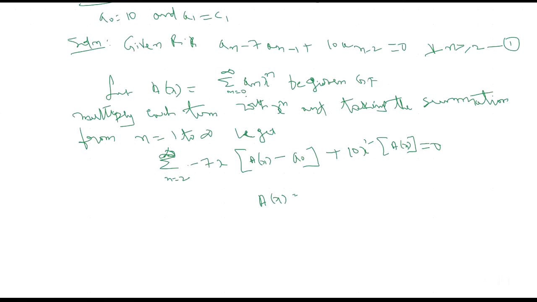Continuing, we obtain a_n equal to 3 into 2 to the power n plus 7 into 5 to the power n, which is the required solution. This is a long answer type question, most important for 10 marks.